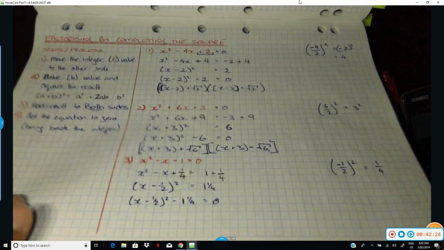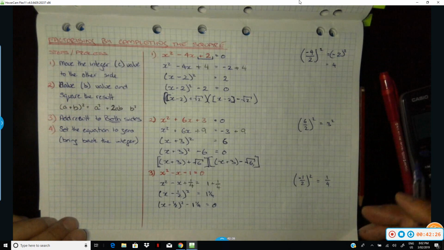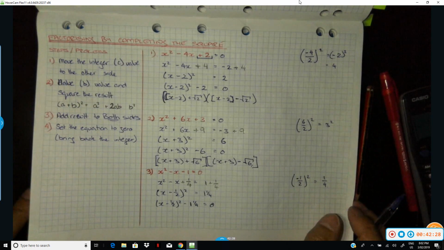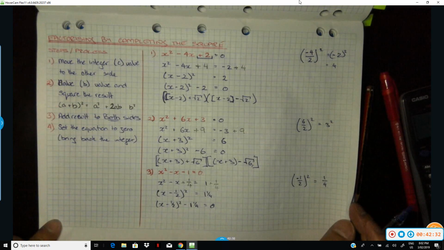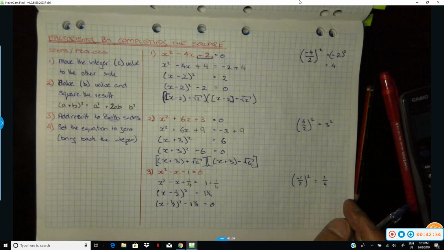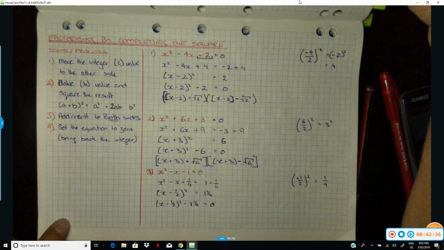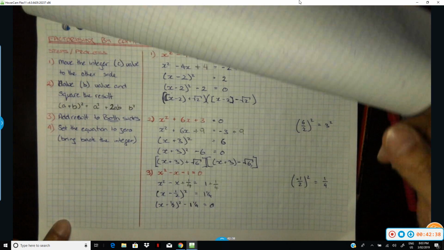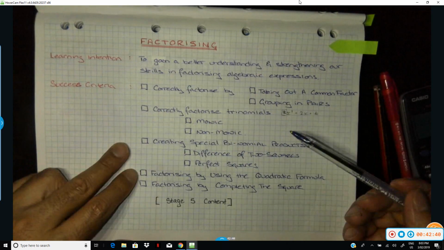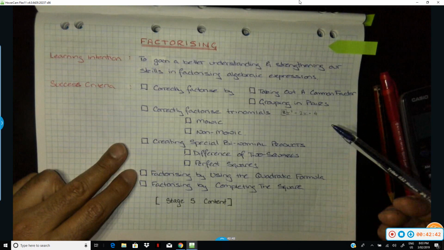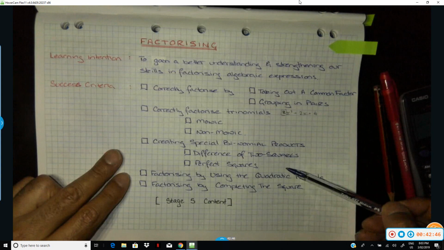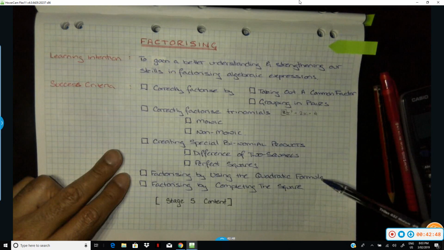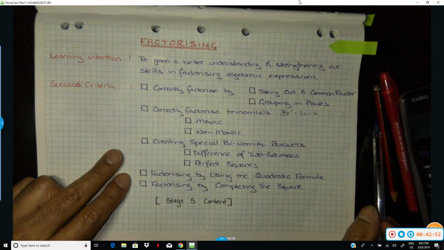But then that's it. So there are a couple of methods to factorize algebraic expressions. Obviously, go through them. As I said, the more we practice, the better we become. So hopefully you can factorize trinomials, take common factors, grouping pairs, realize what difference of 2 squares and perfect squares are, factorize using the quadratic formula, and factorize by completing the square. So thank you very much.